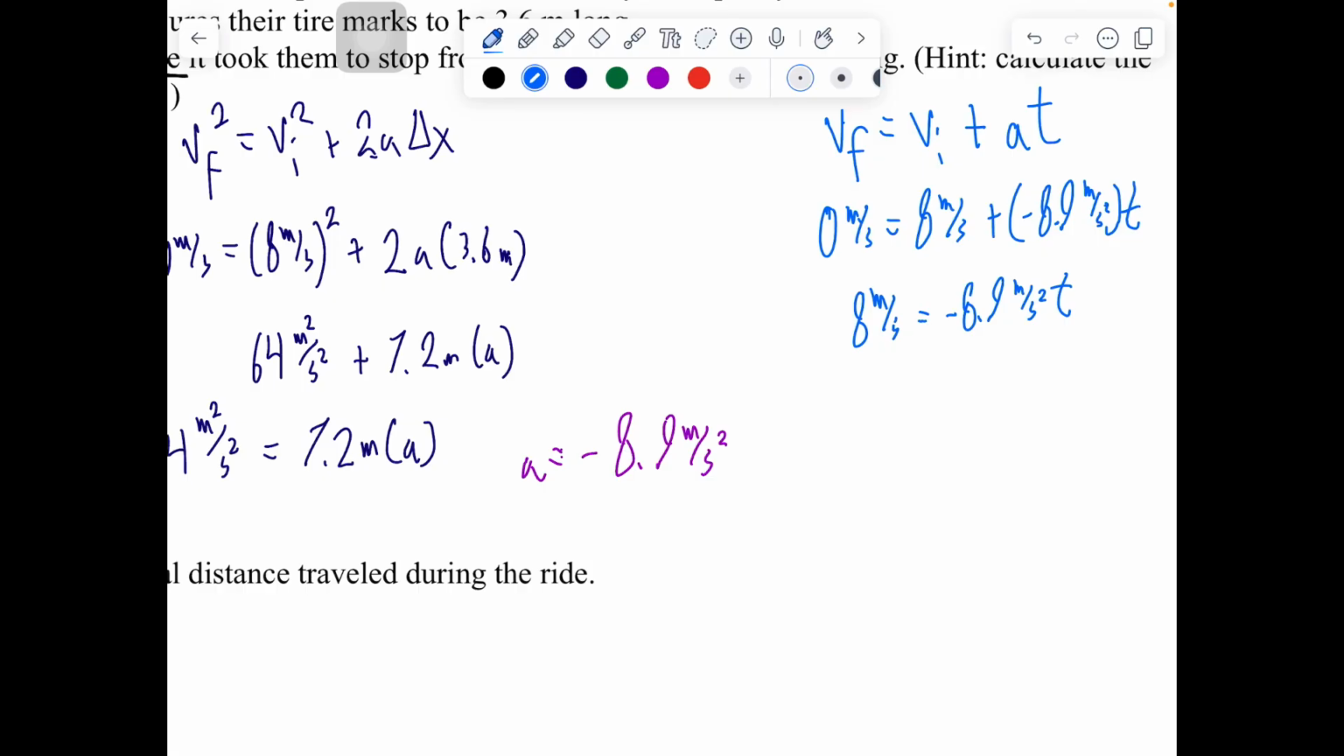And now we're just going to divide 8 meters per second by negative 8.9 meters per second squared. I did forget to make this negative, so the negatives are going to cancel. And we end up, if we do a little rounding, our time is 0.9 seconds. And there we have it. That's our final answer.